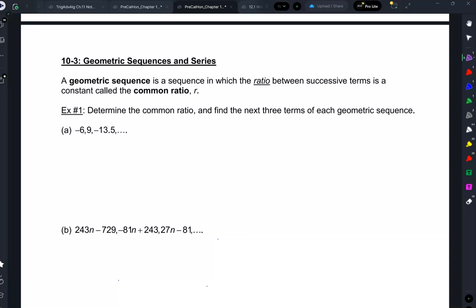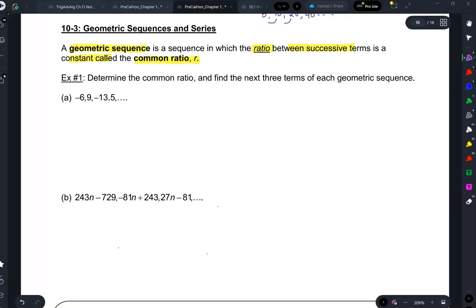Right, so a geometric sequence, unlike an arithmetic sequence, is one where the ratio between successive terms is a constant. And that ratio is called the common ratio R. So for example, if your first number is 5, and then the second one you multiply by 2, it's 10, then you multiply by 2, it's 20, then 40, and so on. Each time, 10 over 5 is 2, 20 over 10 is 2, so there is a common ratio, not a common difference.